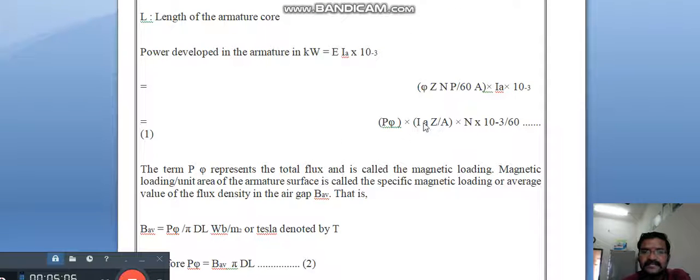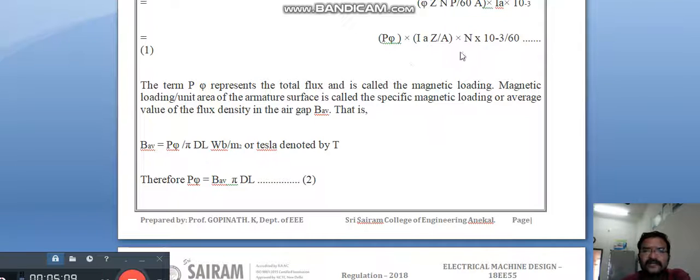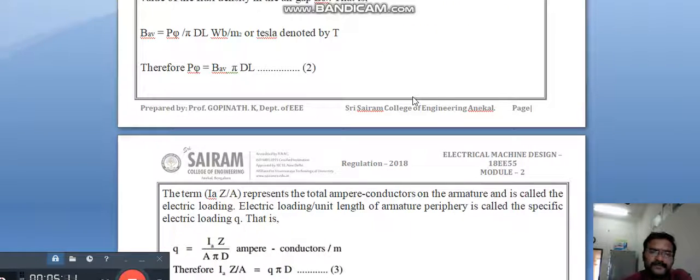Here, I_a Z by A. Instead of this one, what are you going to replace? The term I_a Z by A represents the total ampere conductors on the armature and is called electric loading. I told you, there are two loadings present for every machine: one is magnetic loading, another is electric loading.